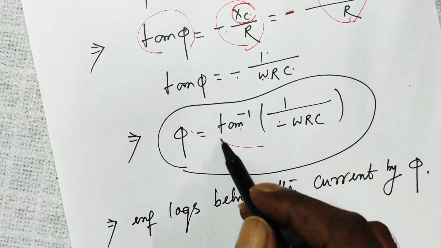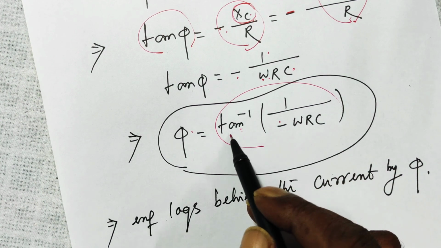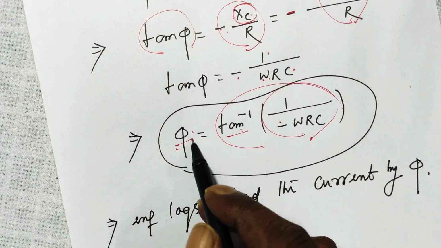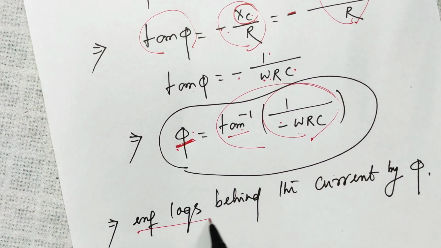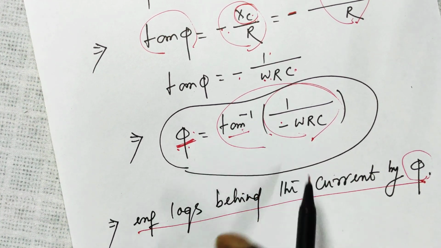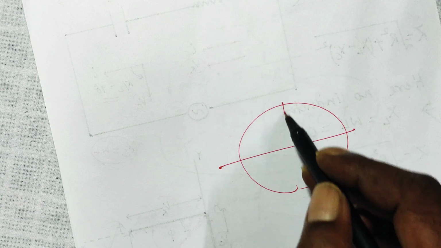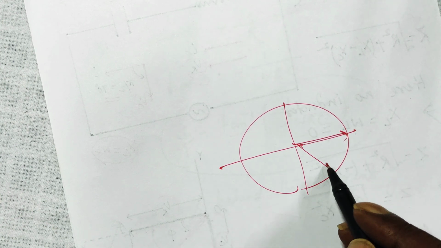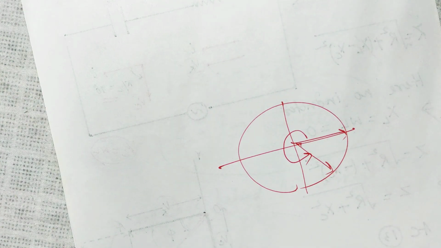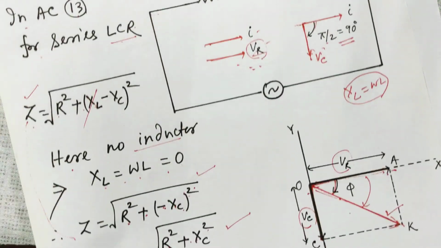If you find the tan inverse of this value, the value of phi is found out, and therefore the EMF lags behind the current by phi. If you put this value, phi will lie in this quadrant. In this quadrant, the current is this way, so therefore it will be negative, right? Okay, thank you.